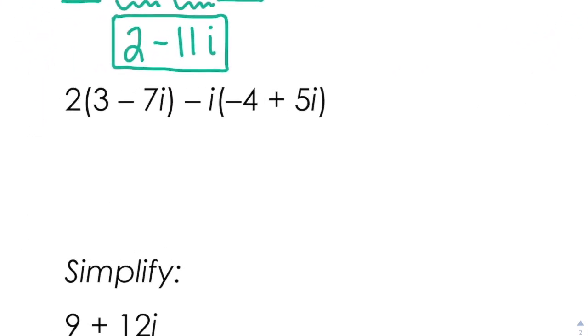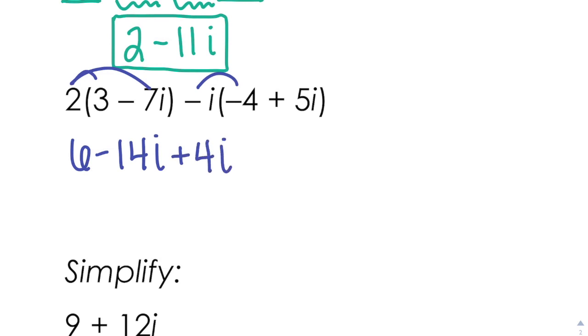Right here, distribute first and then combine like terms. So 2 times 3 is 6. 2 times negative 7i is negative 14i. Negative i times negative 4 becomes positive 4i. And negative i times positive 5i becomes negative 5i squared. Well, the i squared just changes the sign, so negative becomes a positive. 6 plus 5 is 11, and negative 14i plus 4i becomes negative 10i. That's it.